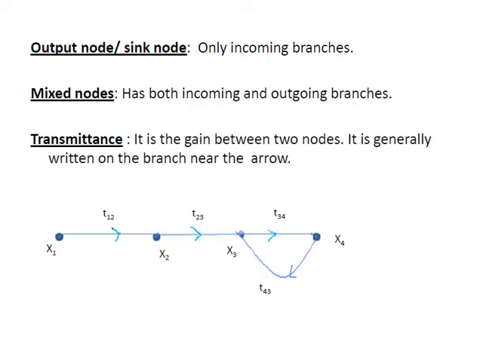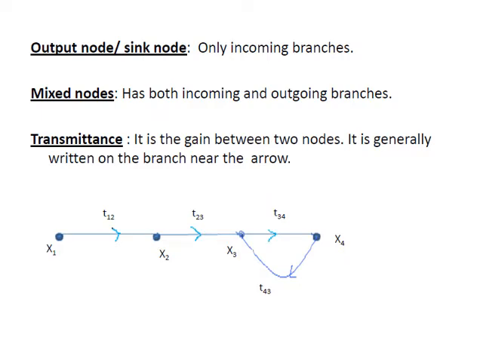Next is the mixed node. A node having both incoming and outgoing branches is called a mixed node. It is also sometimes called a chain node. In this example we have x3, which has one outgoing and one incoming branch. So this is a mixed node.